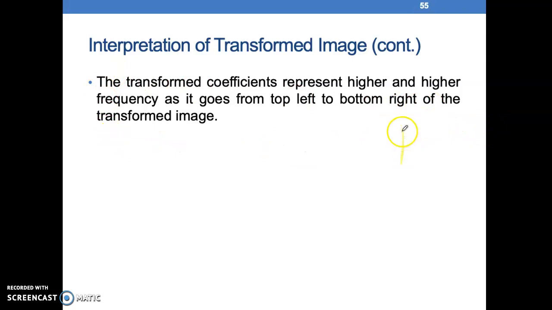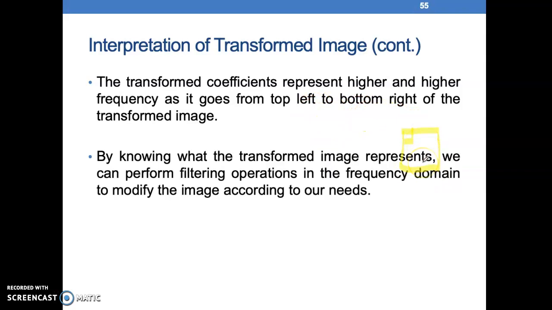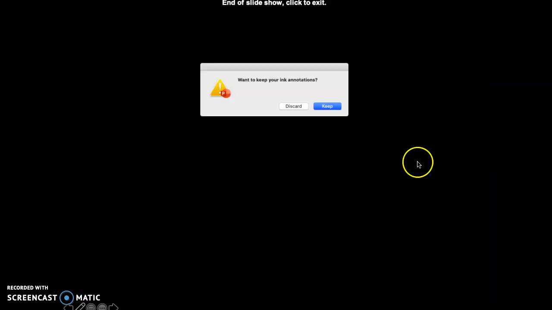By knowing what the transform image represents, we can perform filtering operations in the frequency domain to modify the image according to our needs. Okay, that's all. Thank you.